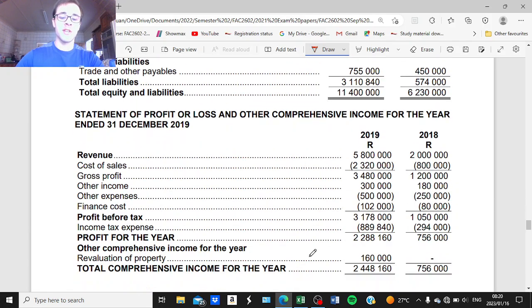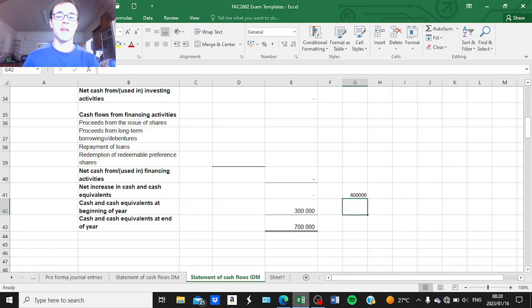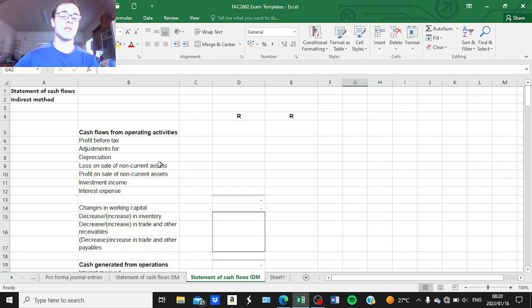Remember, we are using the indirect method. So with this method, in order to calculate the cash generated from operations amount, we first need to make certain adjustments to the profit before tax. The first group of adjustments will be that we need to remove non-cash income and expense items that are included in the profit before tax. So those amounts will be shown in the statement of profit or loss and other comprehensive income.